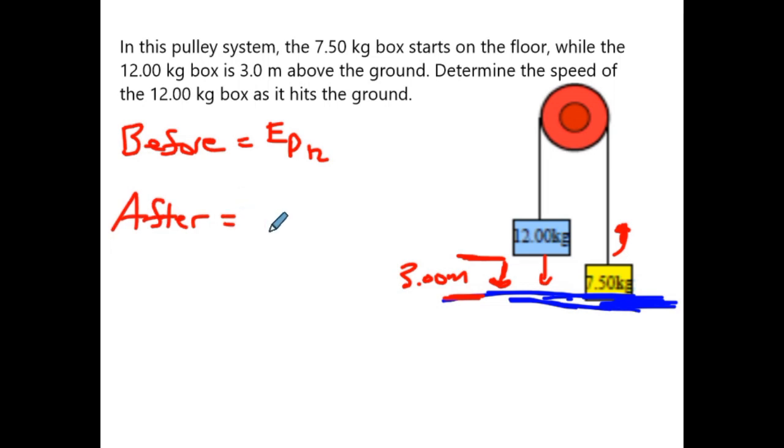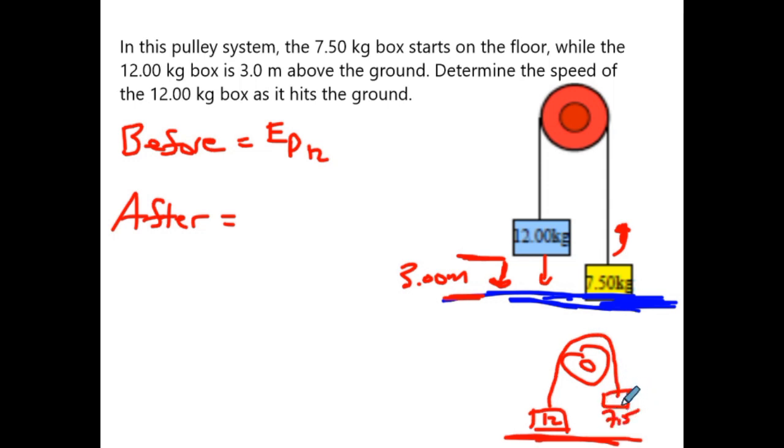So the instant it hits the ground, what's going to happen is your pulley system will still be here. But what will now happen is your 12 kilogram box will be on the floor, and your 7.5 kilogram box will now be in the air. And I can actually tell you how high in the air the 7.5 kilogram box will be. It'll be 3 meters in the air, right? If this guy goes down 3 meters, this one right here should go up 3 meters. So when we're done, we're going to have potential energy due to the 7.5 kilogram box in the air.